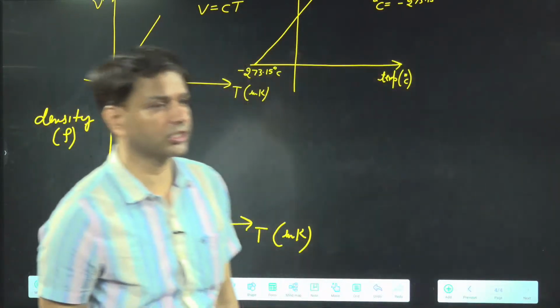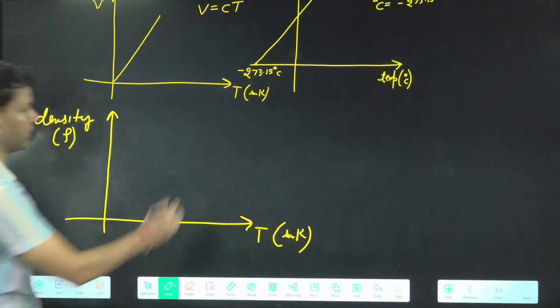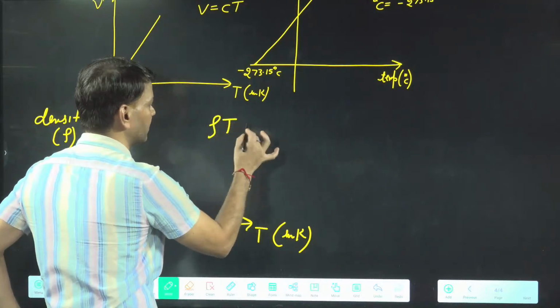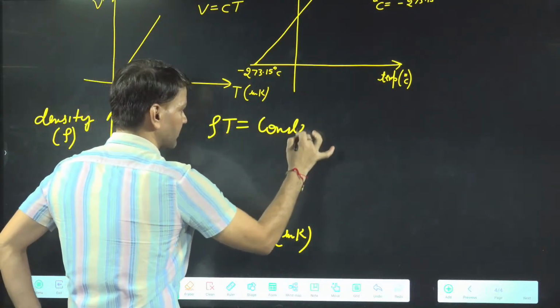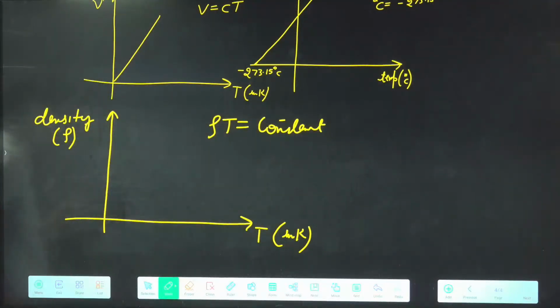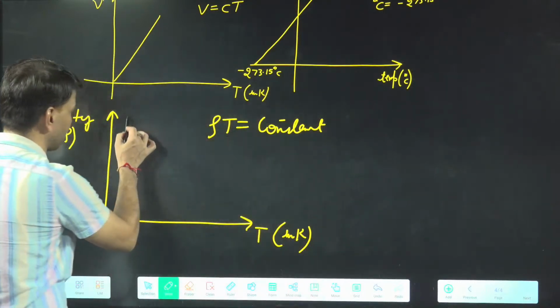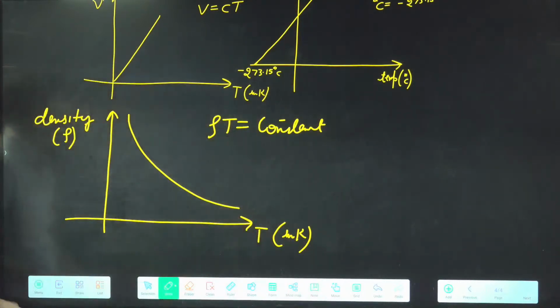we will get the relation V directly proportional to T, V upon T is equal to constant. But in this case, what will we get? Rho into T is constant. That relation you have written. Remember last class I said rho into T is equal to constant. So now here you will get an inverse relation, inversely proportional. So you will get the graph as a rectangular hyperbola.